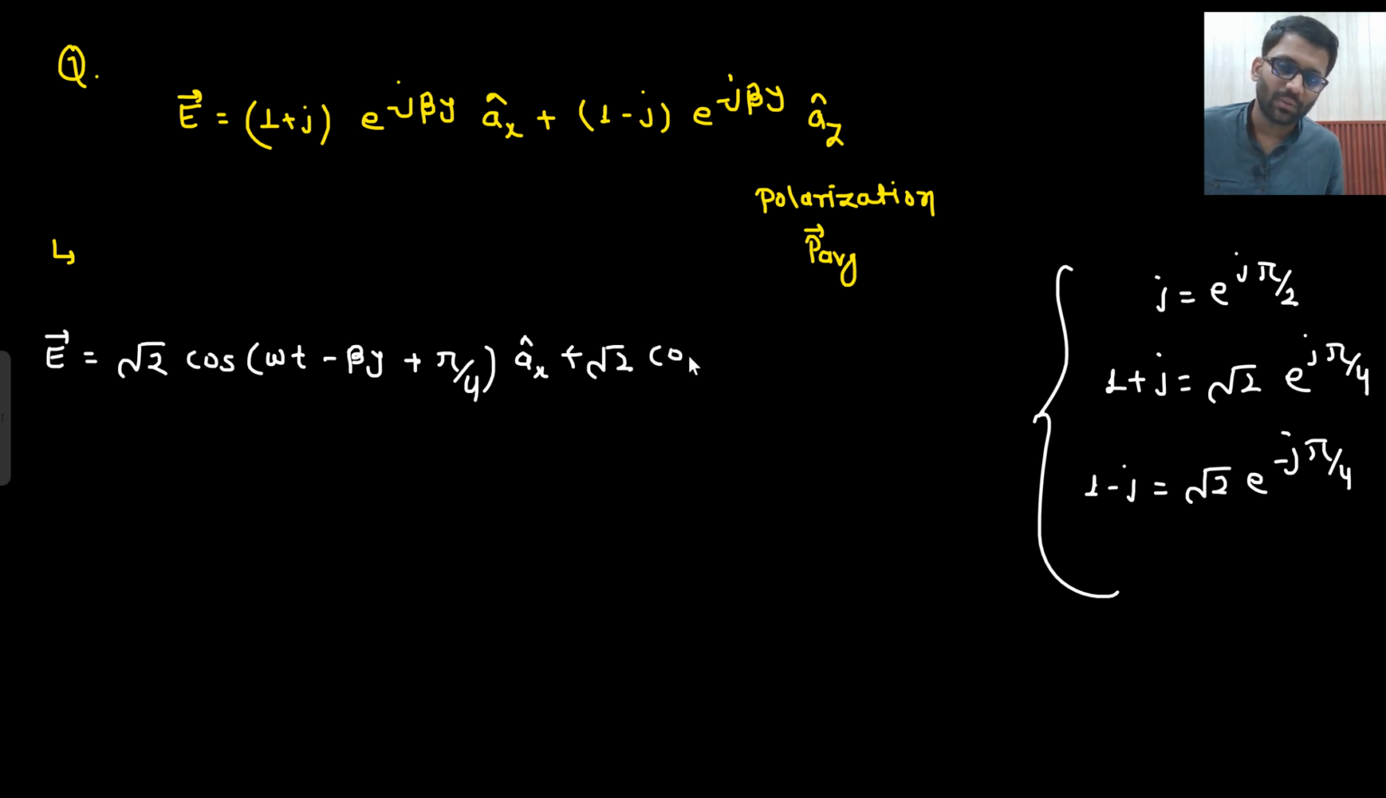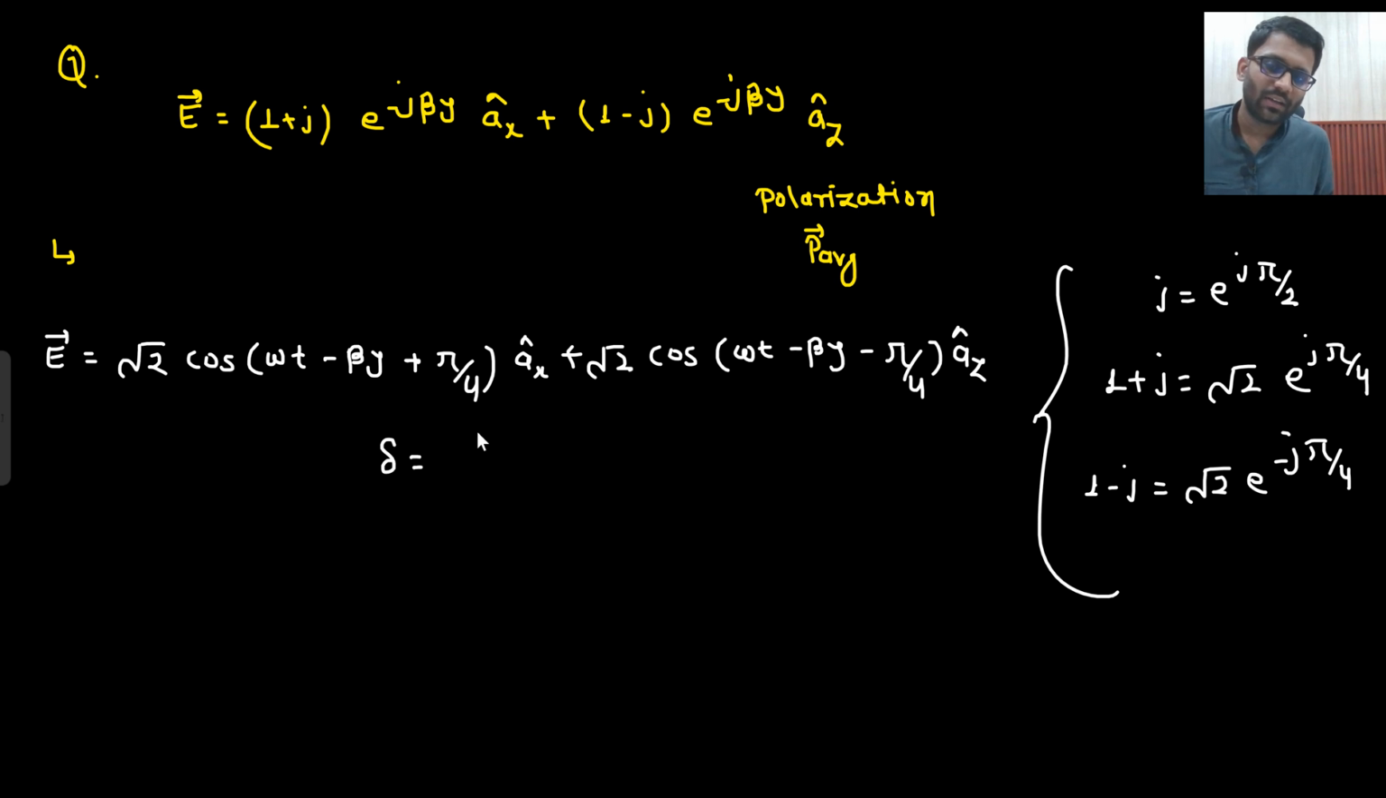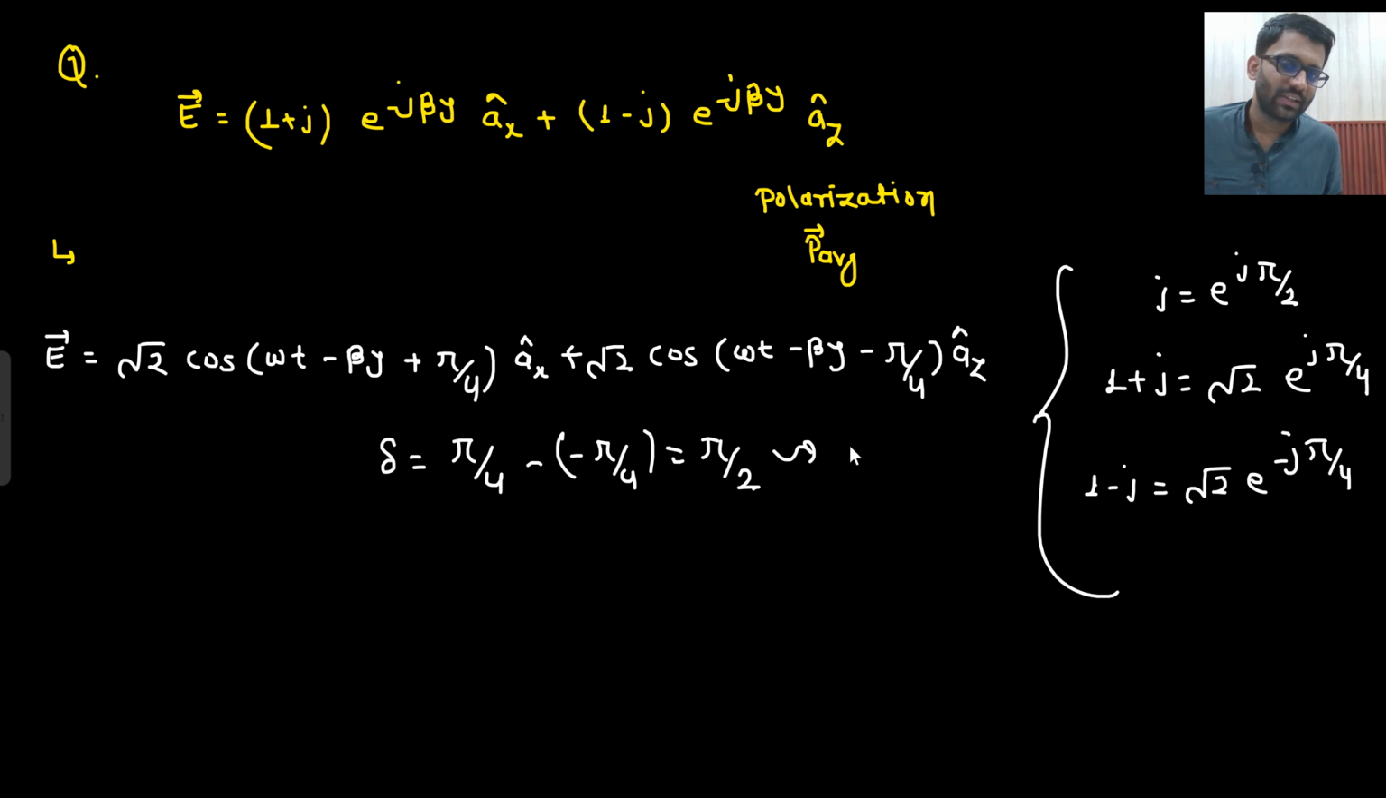Okay, so cos omega t minus beta y minus pi by 4 az cap. What is the phase shift you see here? Pi by 4 minus of minus pi by 4, right? Pi by 4 minus of minus pi by 4, that would be pi by 2. Phase shift is pi by 2. So what kind of polarization is that? Circular. Okay. Left hand, right hand.